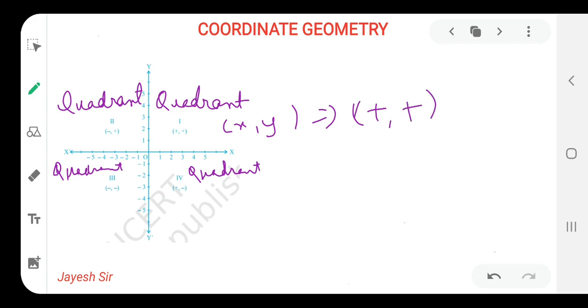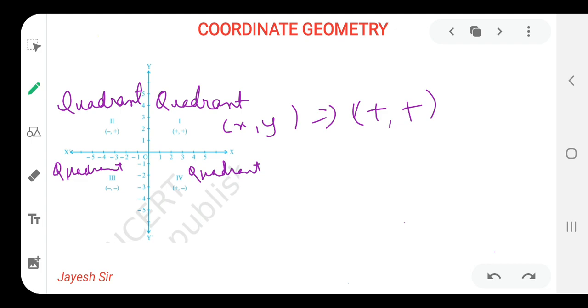Plus plus indicates that in quadrant 1, all the values of x and y are positive, you all can see, that's why it is written plus plus, and that is the basic thing from where you can identify whether it is of quadrant 1, 2, 3 or 4. How can you identify? By just seeing the coordinates we can identify which quadrant it is of.